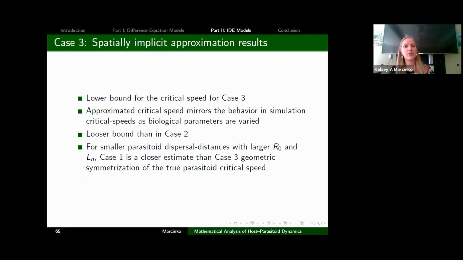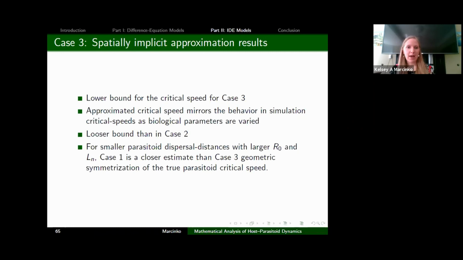So geometric symmetrization ultimately did give us, again, a lower bound for the critical speed for the 3rd case. Again, it did mirror the behavior of the simulation critical speeds as we changed the biological parameters, so that was good to see. It was a looser lower bound on the critical speed than we saw in case 2. So that's something I'd like to look into improving in the future.